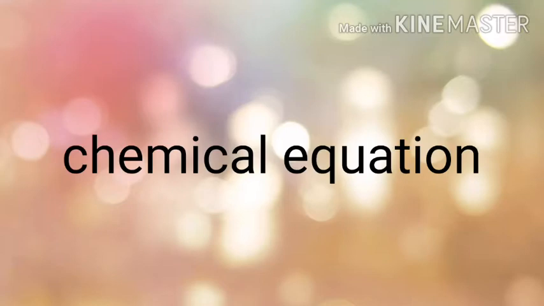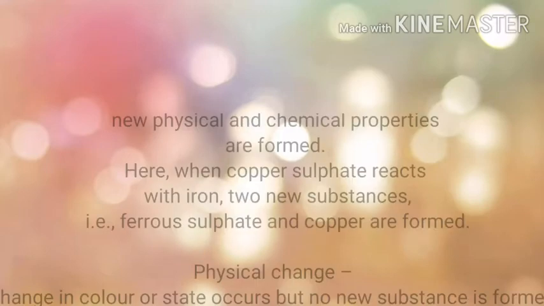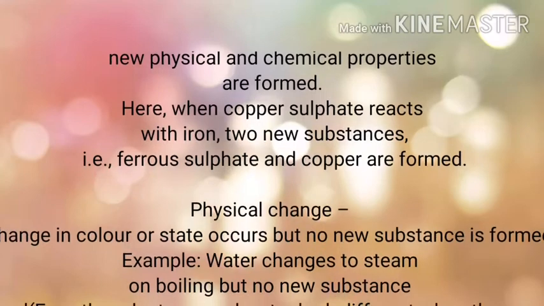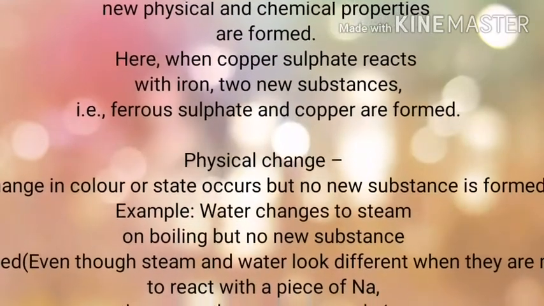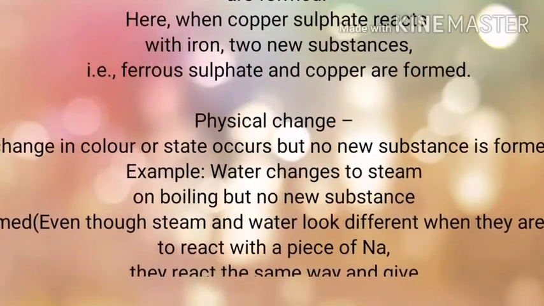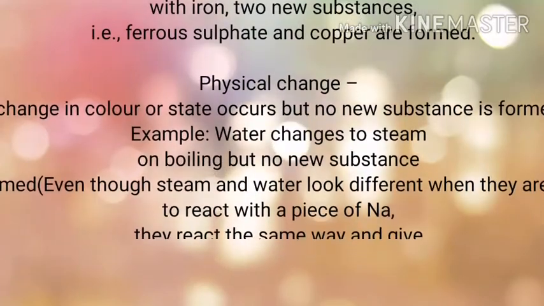Today we are going to discuss chemical equations, a very important concept of your chapter, chemical reactions and equations. In a chemical reaction, new physical and chemical properties are formed. Here, when copper sulfate reacts with iron, two new substances, that is ferrous sulfate and copper, are formed.